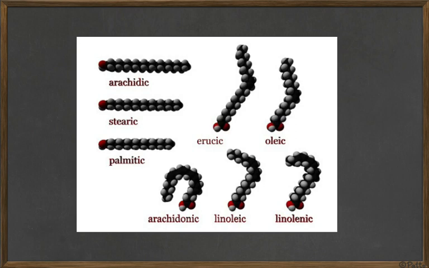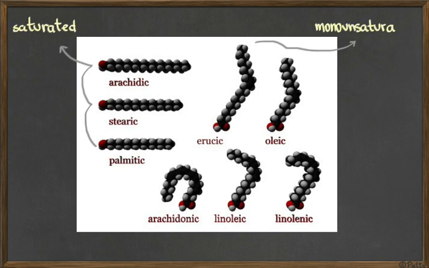Erucic, oleic, they are unsaturated, but they have only 1 crook. They bend in one place, so they are mono-unsaturated fatty acids. And arachidonic, linoleic, and linolenic, they are polyunsaturated fatty acids because you have more than 1 crook, making them bend more than 1 time. So you have saturated on the left, the mono-unsaturated on the top, and in the bottom you have the polyunsaturated.